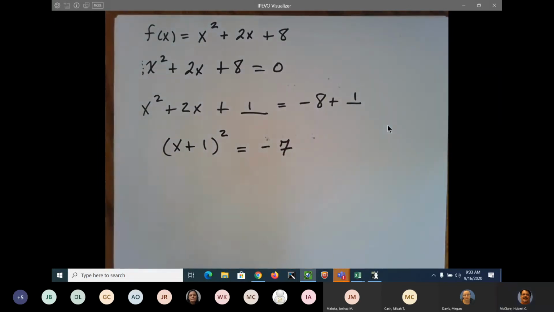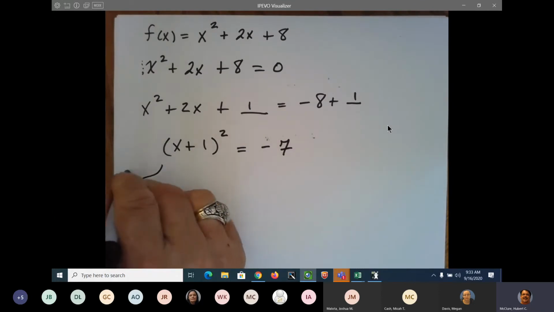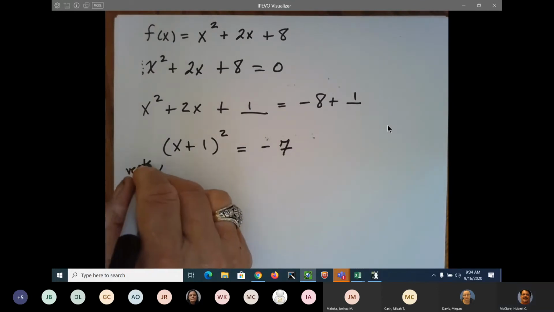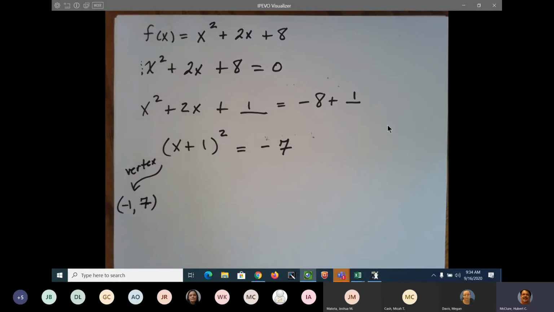Now, I'm going to go over here, and I'm going to draw my vertex. My vertex is negative 1, comma, negative 7. There's my vertex.